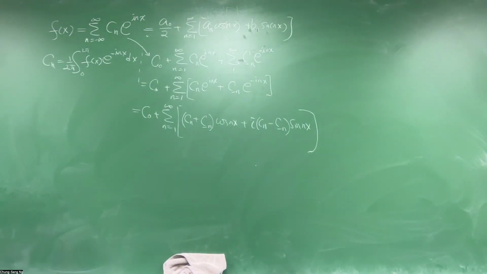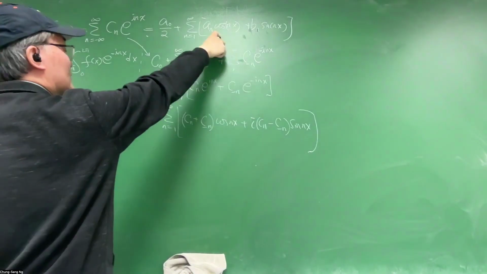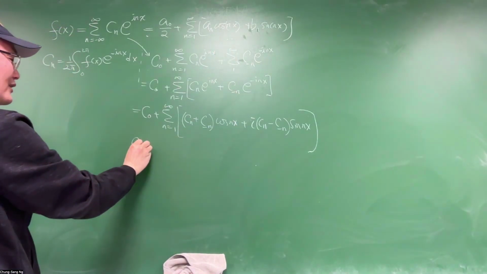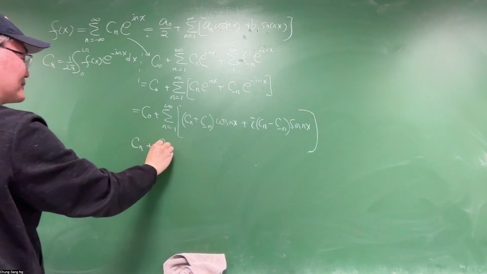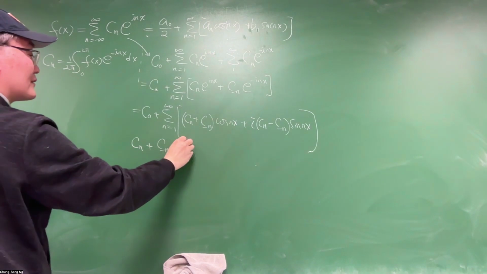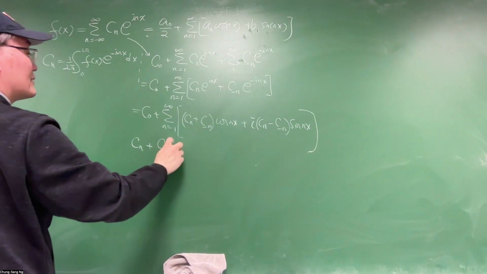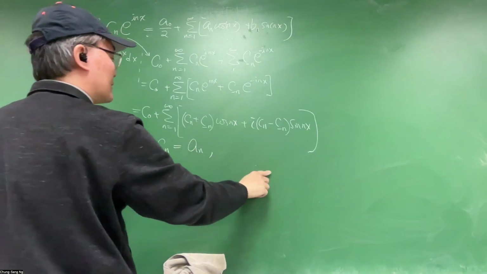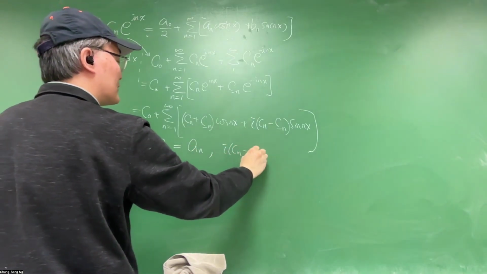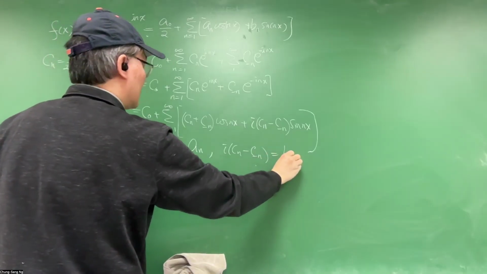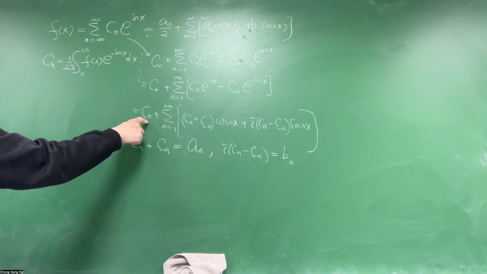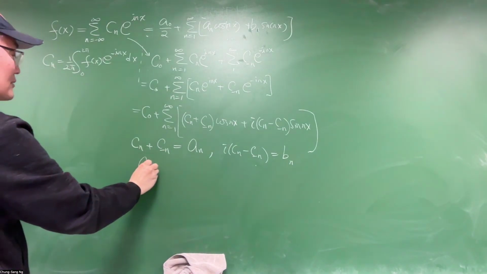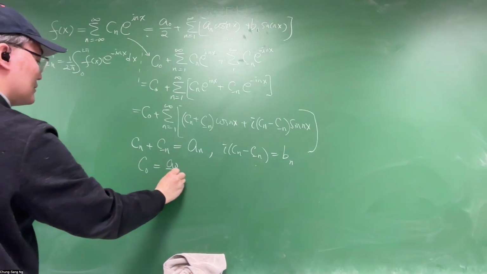Now you can directly compare this with that. Or maybe the text way is not doing that. But anyway, now you can solve it. We can inverse that quite easily. So this plus that equals a sub n, and then i times C sub n minus C sub minus n equals b sub n. And the extra term, C sub 0, is a sub 0 over 2.